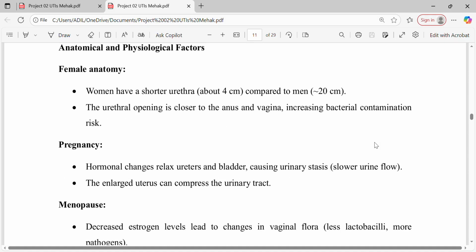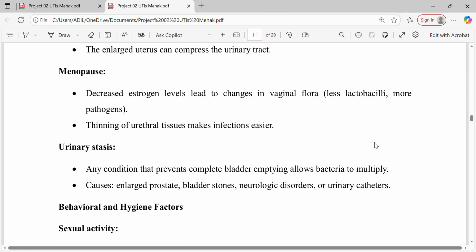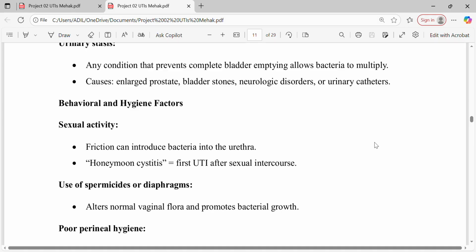Pregnancy. Hormonal changes relax the ureters and bladder, causing urinary stasis, slow urine flow. The enlarged uterus can compress the urinary tract. Menopause. Decreased estrogen levels lead to changes in vaginal flora. Thinning of urethral tissues makes infection easier. Urinary stasis. Any condition that prevents complete bladder emptying allows bacteria to multiply, such as enlarged prostate, bladder stones, neurological disorders, or urinary catheters. Behavioral and hygiene factors.